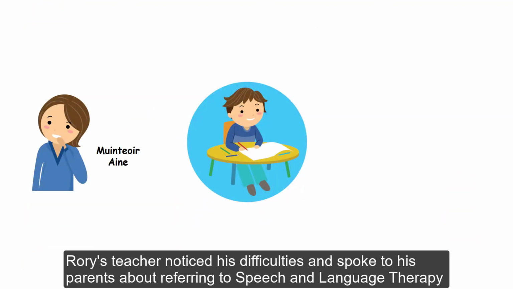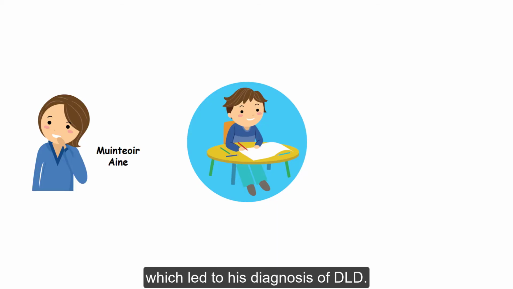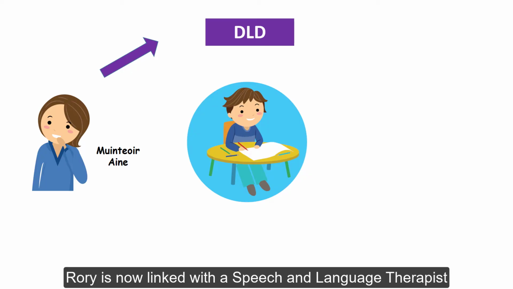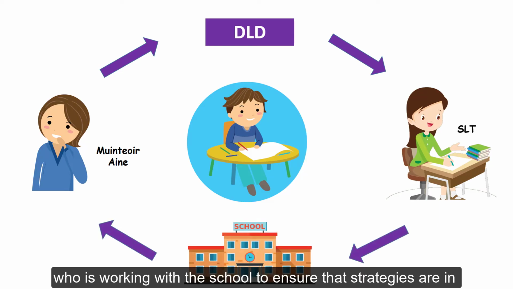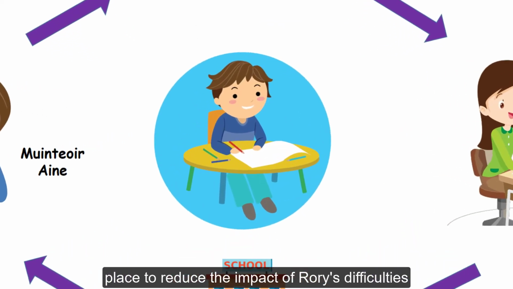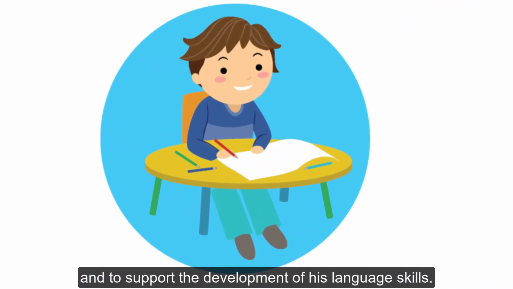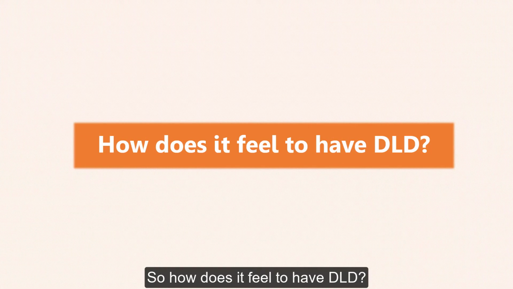Rory's teacher noticed his difficulties and spoke to his parents about referring to speech and language therapy, which led to his diagnosis of DLD. Rory is now linked with a speech and language therapist who is working with the school to ensure that strategies are in place to reduce the impact of Rory's difficulties and to support the development of his language skills. So how does it feel to have DLD?